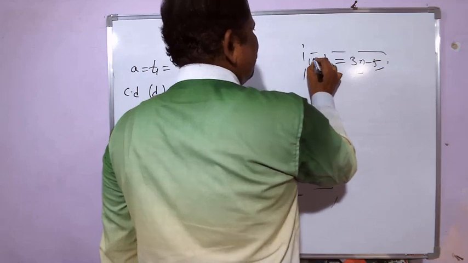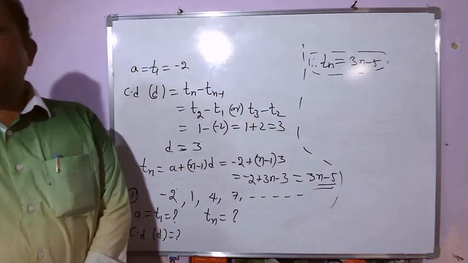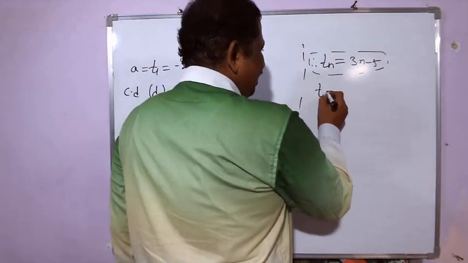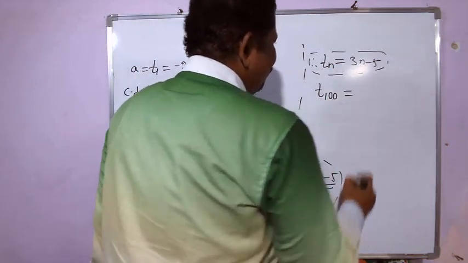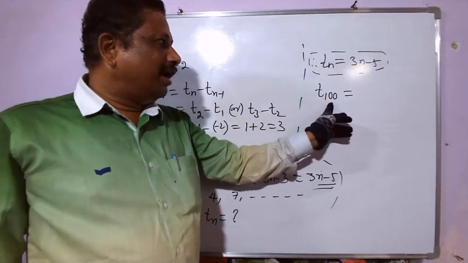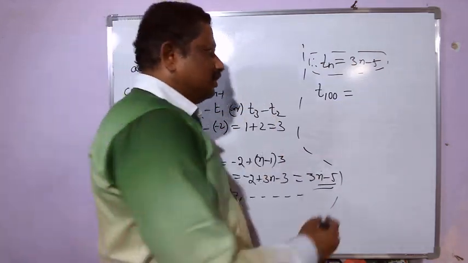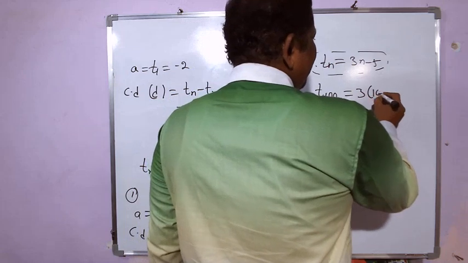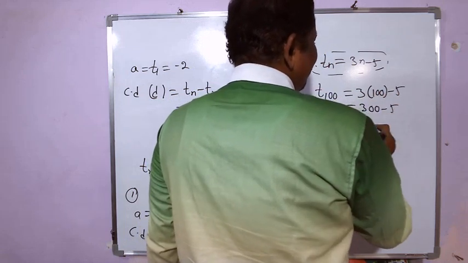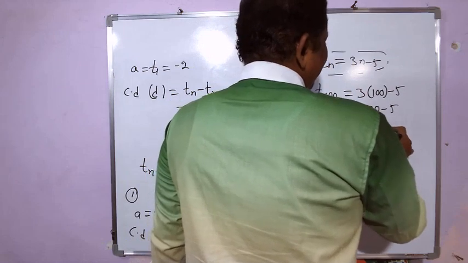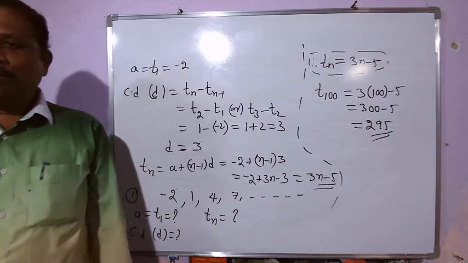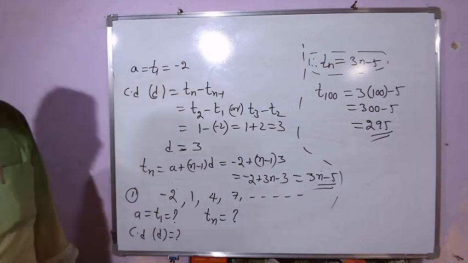We got the nth term. Now if I ask what is the 100th term, how to find the 100th term? Simply substitute 100 in the place of n in the nth term formula. So that will become 3 into 100 minus 5. 300 minus 5, what you get? 295 is the 100th term. Okay, clear?